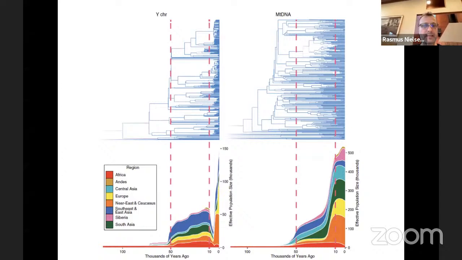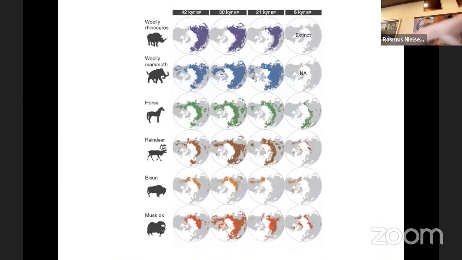All right, that was just an example of an application of these kinds of MCMC approaches for inference. Let me see if I'm spending too much time. Yeah, maybe a little bit too much time. Here's another example. This is looking at a bunch of different species of animals, some that went extinct, like the woolly rhino and the woolly mammoth, and some that didn't, like the horse and the reindeer. All animals that lived around the Arctic Circle over the last 50,000 years.